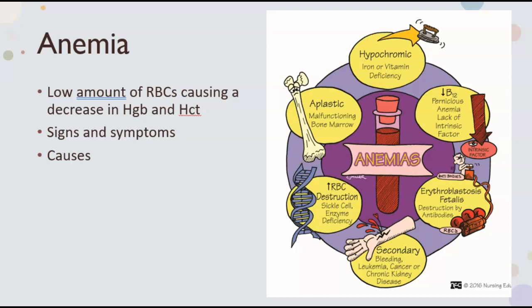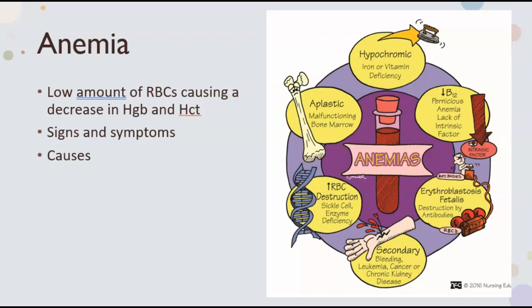You need to remember that hemoglobin attaches to red blood cells, and that's how oxygen gets to the tissues. So if there is a decrease in the amount of hemoglobin and a decrease in the amount of red blood cells, oxygen supply to the tissues and the cells is going to decrease. Your peripheral circulation is going to compensate by shunting blood to the vital organs, and that's going to cause hypoxia in other areas of the body.